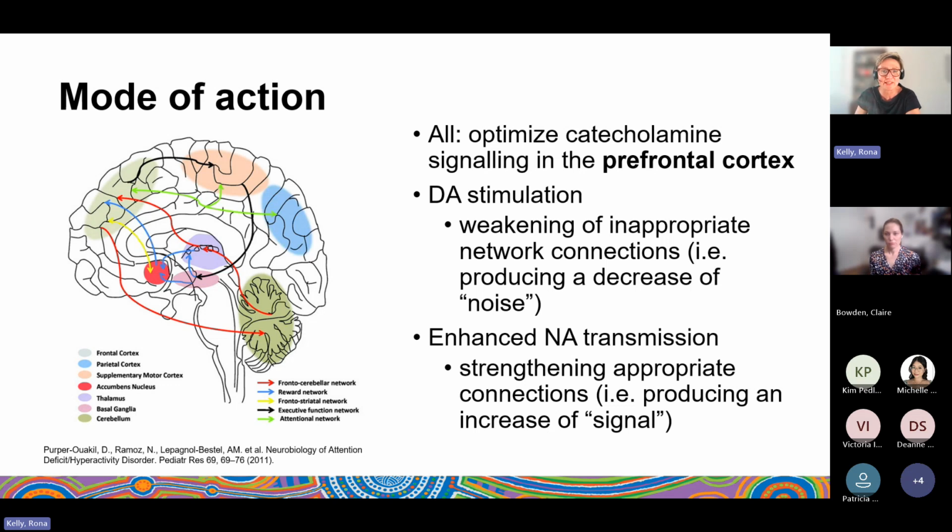So essentially what medicines do is they act to enhance effective messaging by making the neurotransmitters dopamine and noradrenaline more available. So by stimulating dopamine, it essentially produces a decrease of noise, and so decreasing those sensory inputs or those messages that are not primary or important, and enhancing noradrenaline transmission, which strengthens the appropriate connections. So again, you can nerd out on all the pharmacology and all the different ways that it works, but realistically, this is the way that's memorable for families to understand that there is real science behind why medicines work.